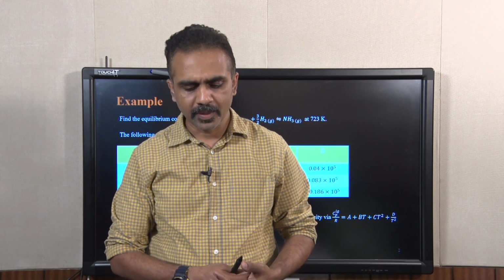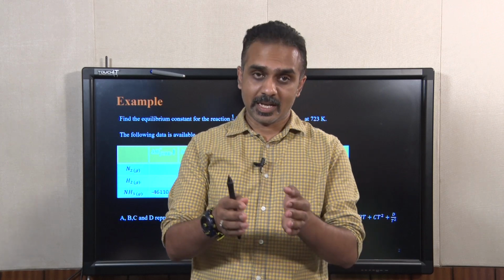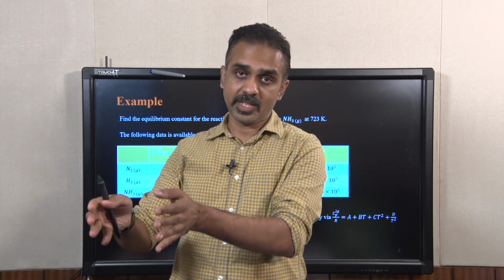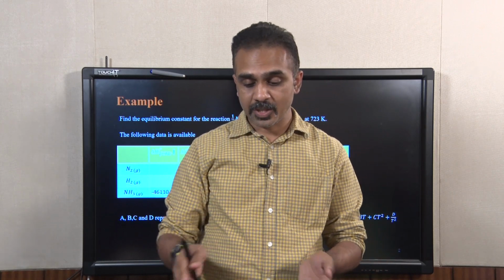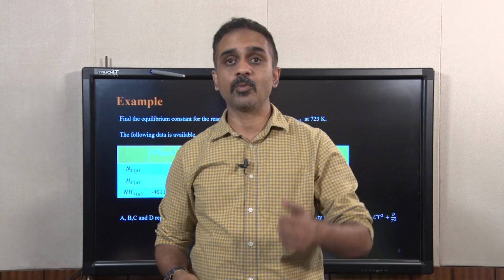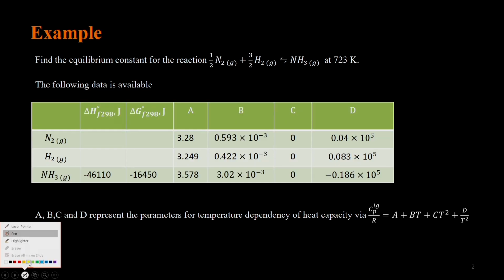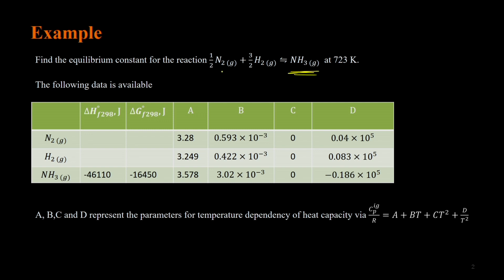Now, if you recall, the way we have defined the formation reaction is it is a reaction in which one mole of the desired species is formed from its constituent elements, right? And in this case, in fact, the reaction we're looking at is the formation reaction for ammonia. We're making one mole of ammonia in this reaction, and it is formed from its constituent elements, half a mole of nitrogen and 1.5 moles of hydrogen. So in fact, this is the formation reaction for ammonia, and hence this number given to us, negative 16,450, is actually the Gibbs free energy change for this reaction as well.